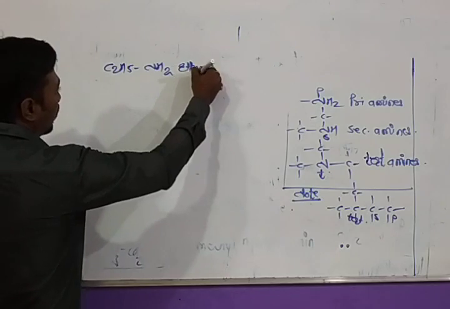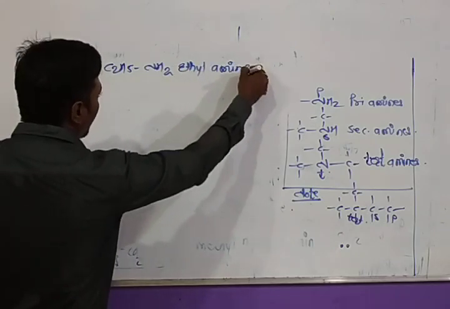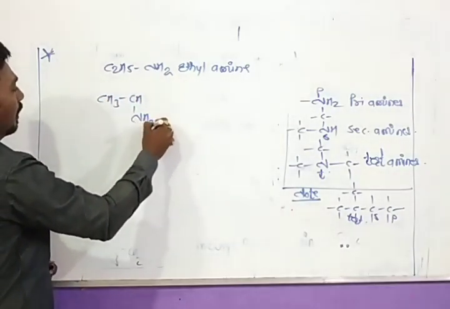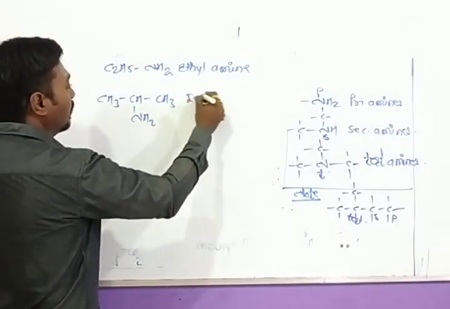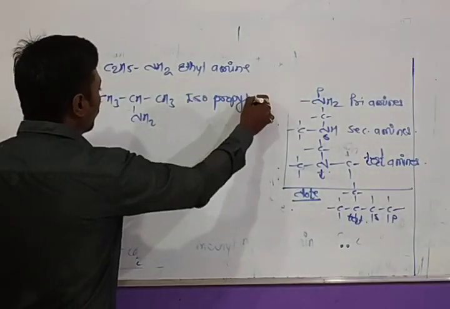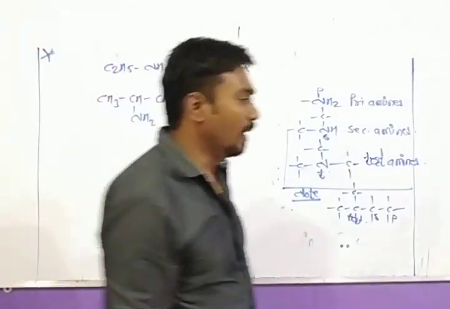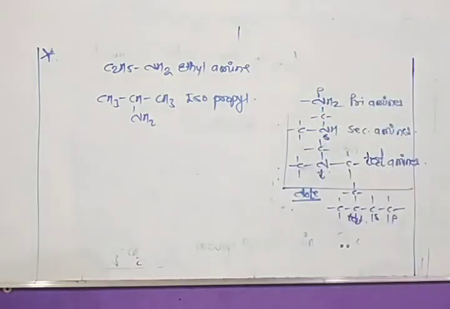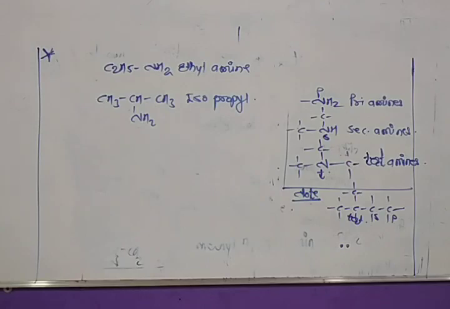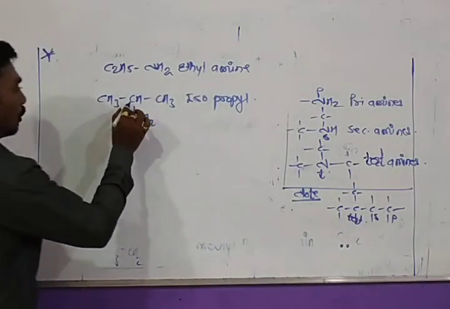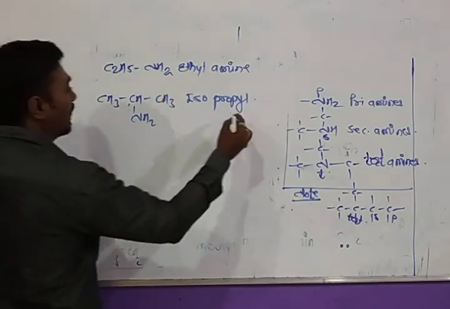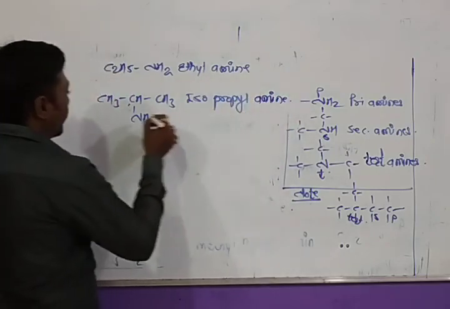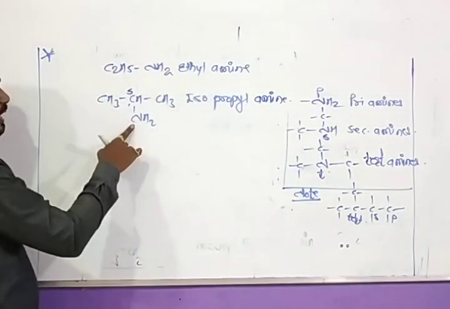Ethyl amine. Why is it called an ethyl amine? Yes, the amino group is present on the ethyl group. This is isopropyl amine. Now look, this name isopropyl amine comes from the alkyl group. That alkyl group is the isopropyl group or secondary propyl group. Therefore, the amine is isopropyl or secondary propyl amine. Here, the alkyl group is secondary, but the amine is primary.